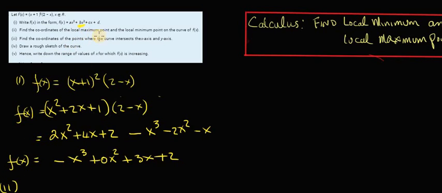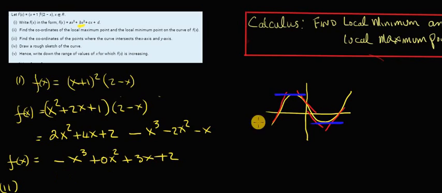Now find the coordinates of the local minimum point and the local maximum point on the curve. So just to remind you, we have a little curve, looks something like this maybe. As you can see, this is a positive slope, that's a negative slope, this is a positive slope as well, that's a negative slope. But at this point here, the slope is equal to 0. And as you can see, a slope of 0 indicates a minimum point and a maximum point. So we get the derivative and we let it equal to 0.